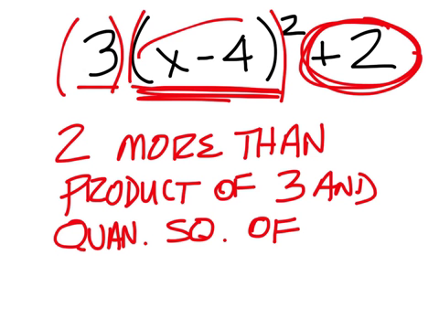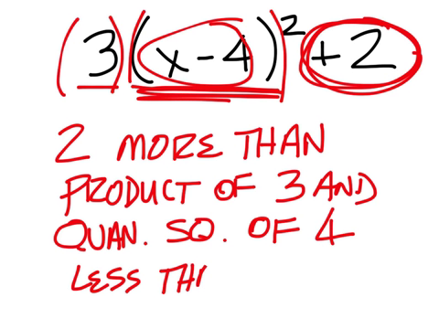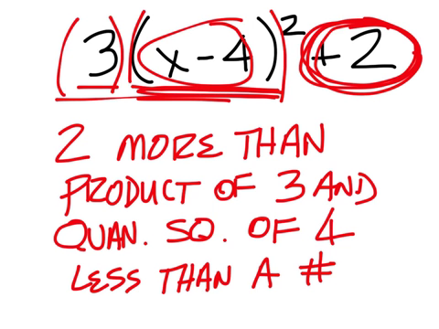of what? How do I express this? Of 4 less than a number. That's right. So when you're writing these out, sometimes you have to do the opposite of the order of operations. Here we start with plus before we do the multiplication.